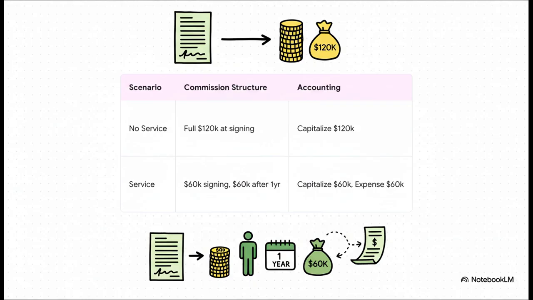Look at the top scenario. The salesperson gets the full 120 grand at signing. They could quit tomorrow and keep it. That's a pure cost of obtaining the contract, so you capitalize the whole thing.